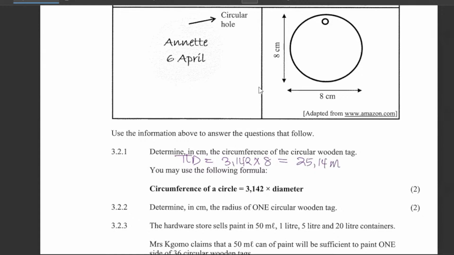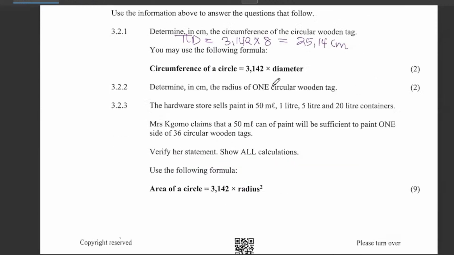These are centimeters. All right, they're telling us, determine in centimeters the radius of one circular wooden tag. So the diameter is already 8. To determine the radius, you divide the 8 centimeters by 2. So the radius is 4 centimeters.